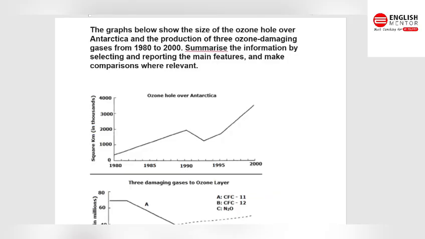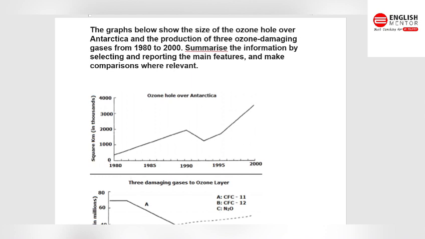Hello everyone, in today's video we are going to discuss line graphs. The graphs below show the size of the ozone hole over Antarctica and the production of three ozone damaging gases from 1980 to 2000. Summarize the information by selecting and reporting the main features and make comparison where relevant.